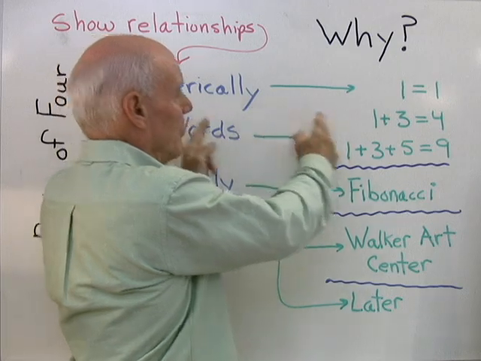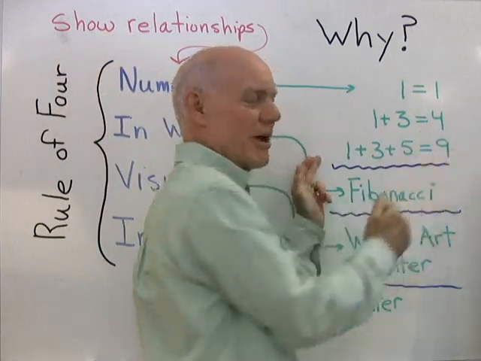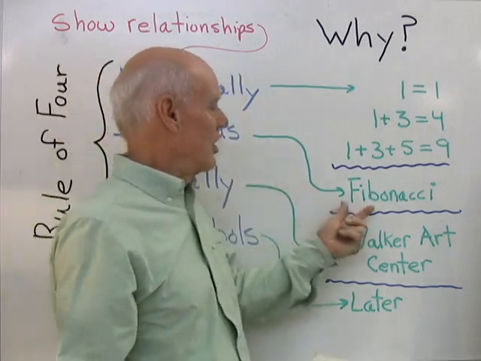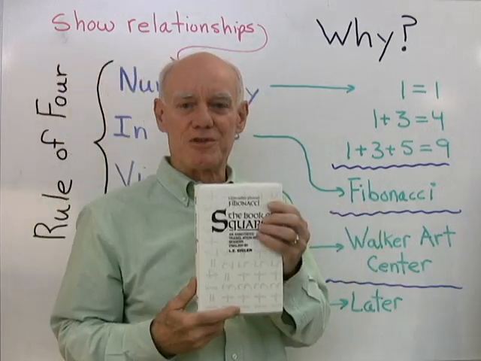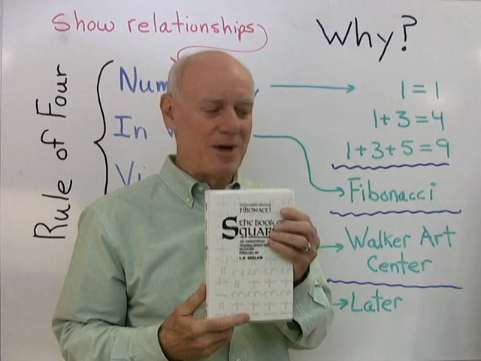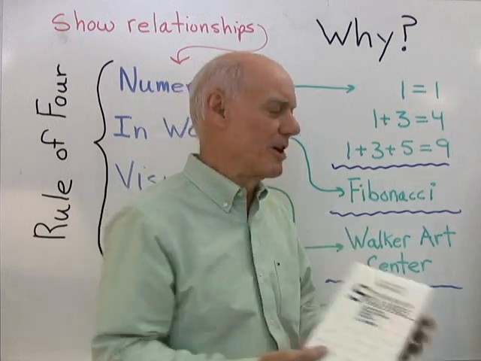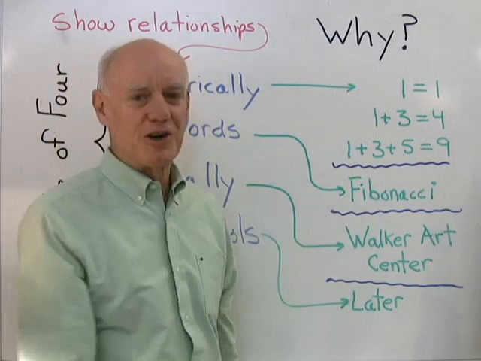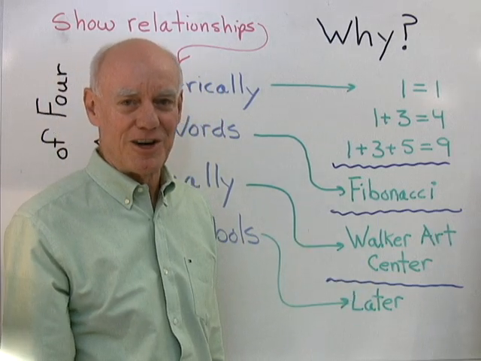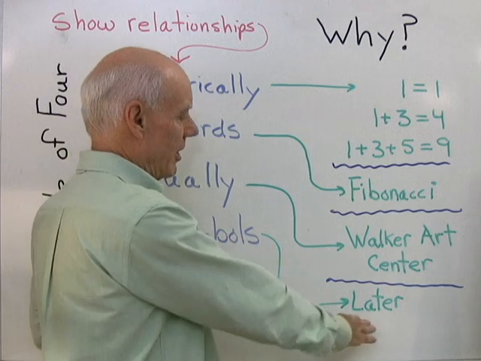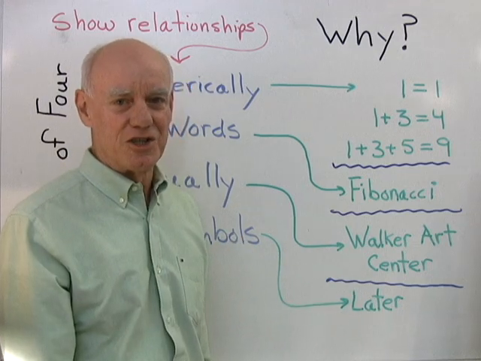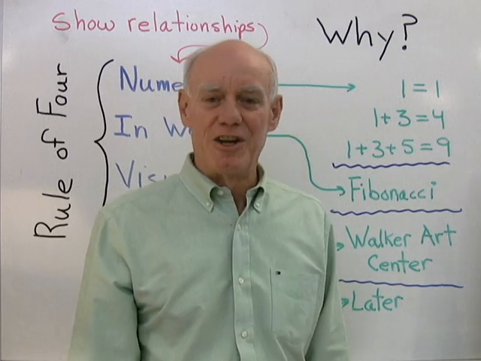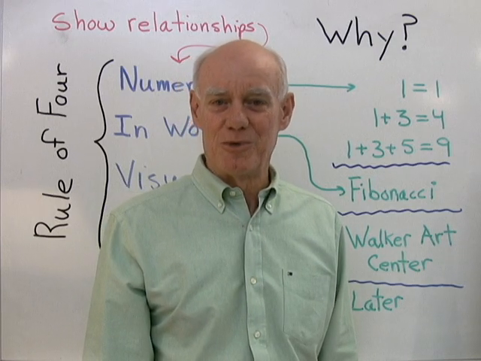We've already shown it numerically. That's this relationship right here, just in numbers. To show it in words, what we're going to do is go to Fibonacci's Book of Squares, where he gives the relationship actually in the first paragraph of his book in words. Then to show it visually, we're going to go to the Walker Art Center in Minneapolis. I want to show you a piece of art that I saw there. Later in one of the other Take 5 videos, we'll show it in symbols. So let's go now to this first video, and I'll show you what it looks like in words from Fibonacci's Book of Squares.